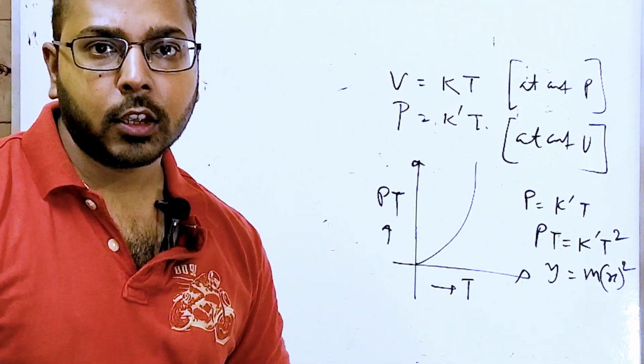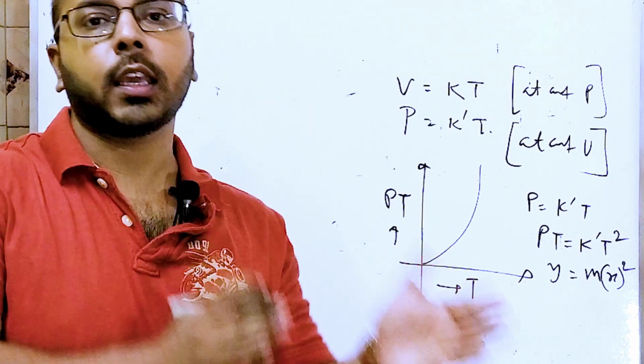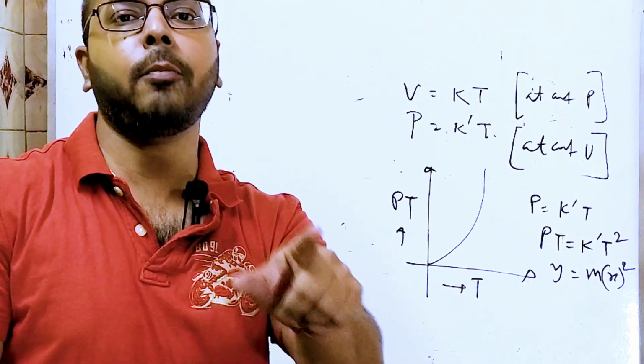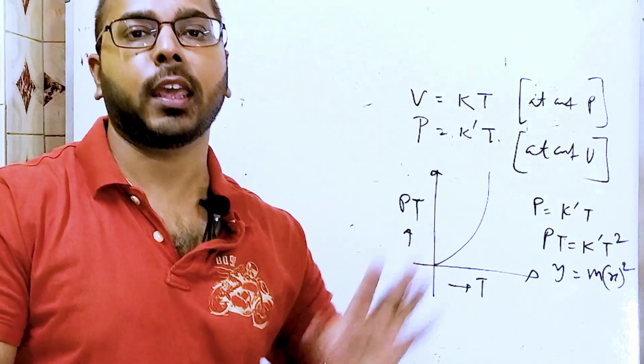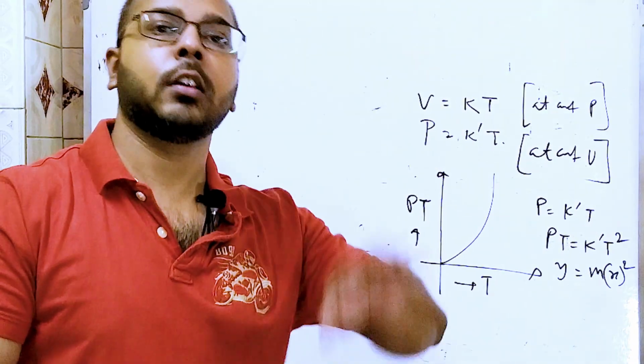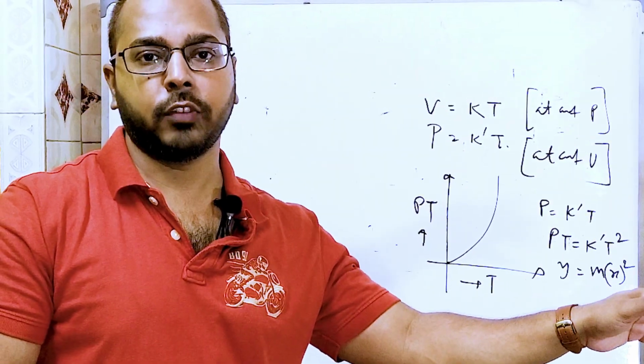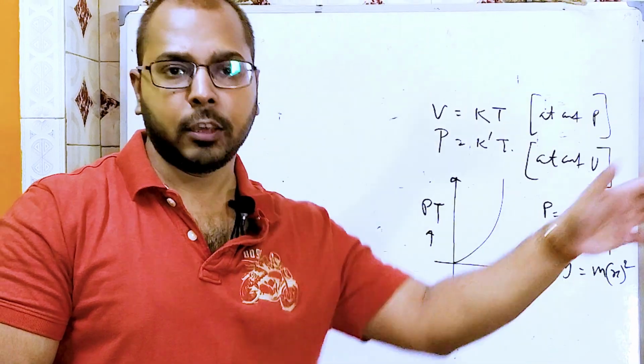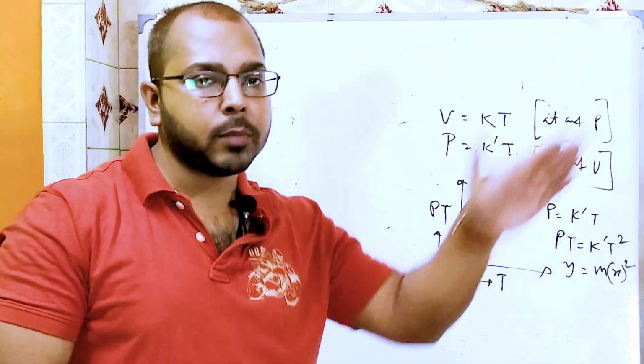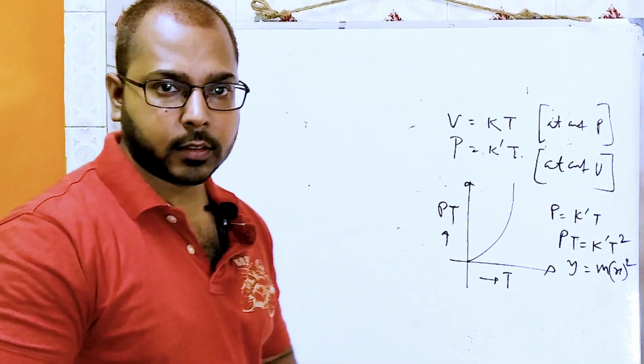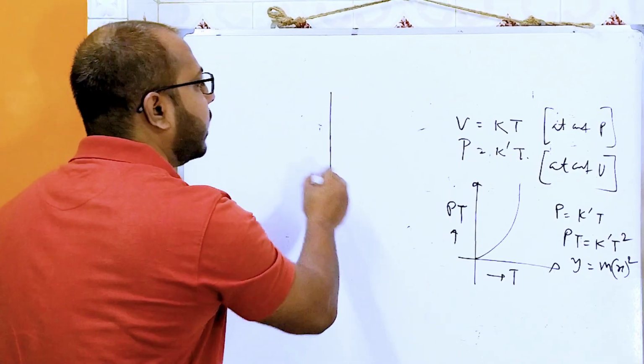I hope it is clear. So, the graph that is made for V and T, you will make the same graph for P and T also. P by T versus T is just similar to V by T versus T. Okay. And what is the value of PV?